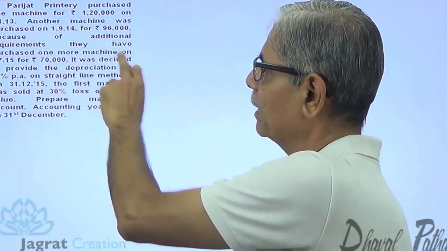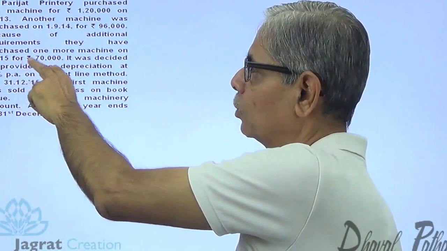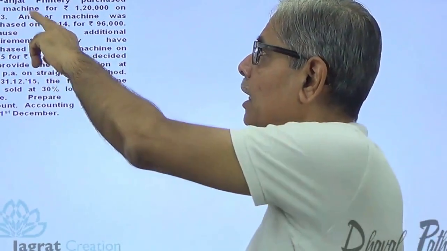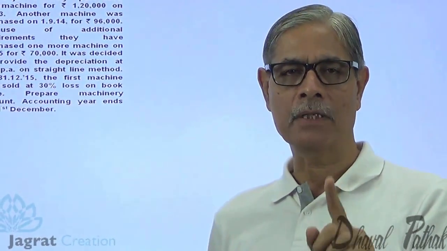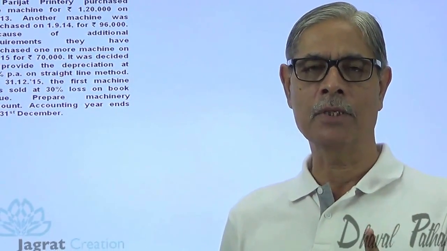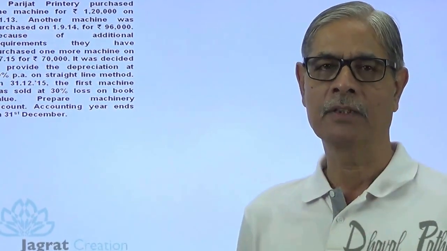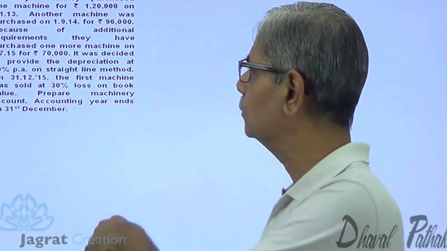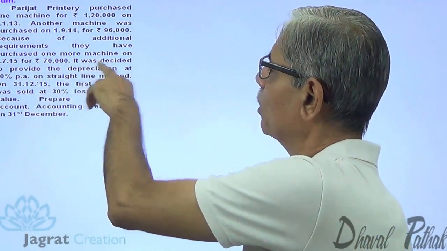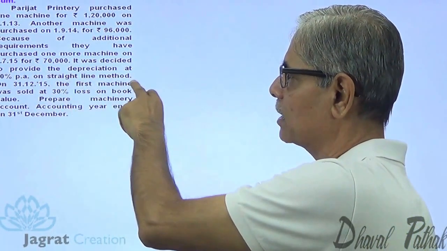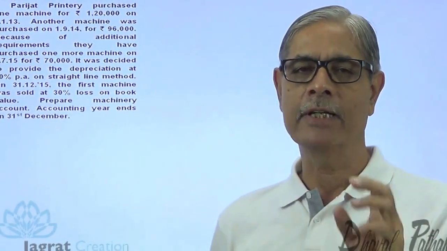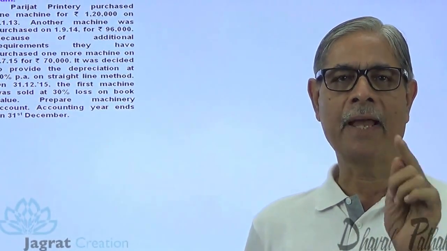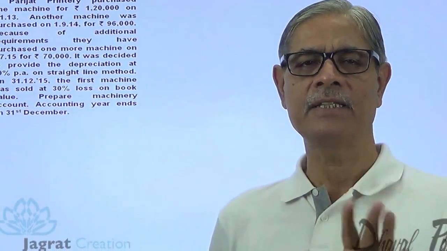Because of the additional requirement, they have purchased one more machine on 1/7/2015 for 70,000. So first machine purchased in 2013, second machine purchased in 2014, third machine purchased in 2015. This is how in every year of the 3 years, a machine is purchased. It was decided to provide depreciation at 10% on straight line method. In straight line method, the annual depreciation for every year is same.